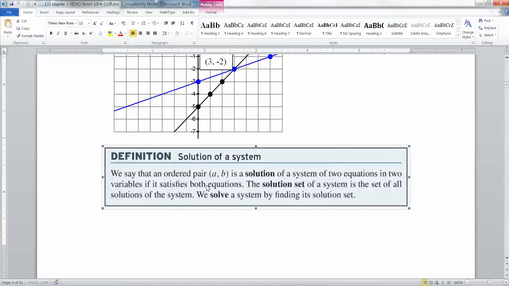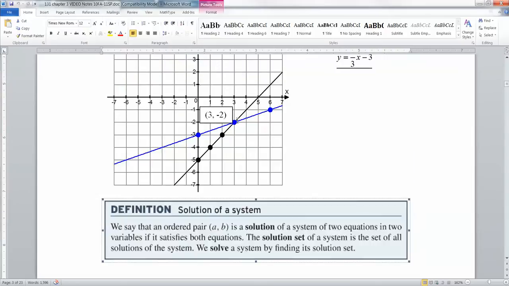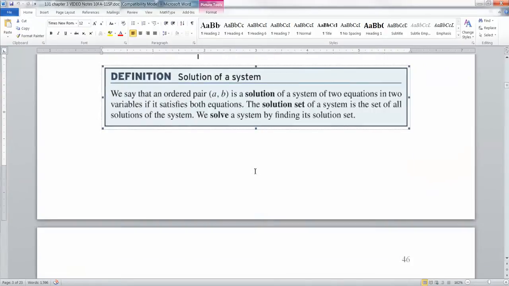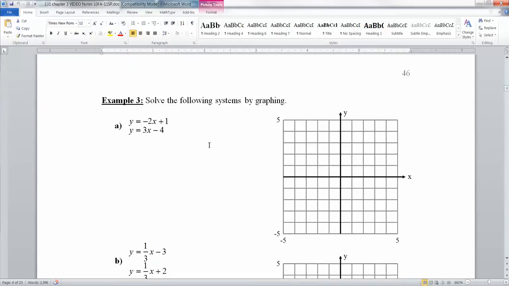Okay, to recap, we said the solution of a system of two equations is when you find a point that satisfies both, which means you're finding the intersection point, the points where the two lines intersect, or two curves, because they might not be lines. So we're going to solve the following systems by graphing them. Yes, there are other methods. This is going to be by graphing.